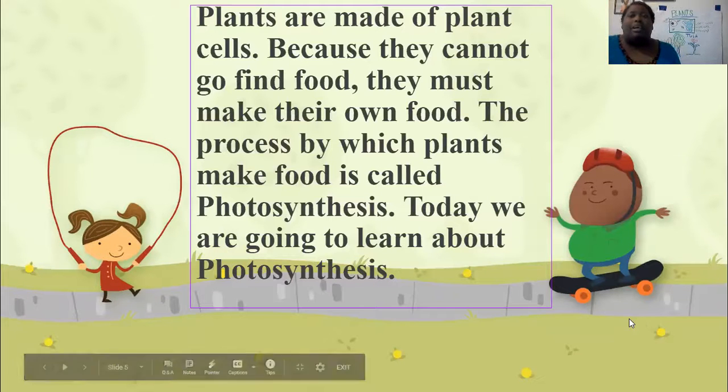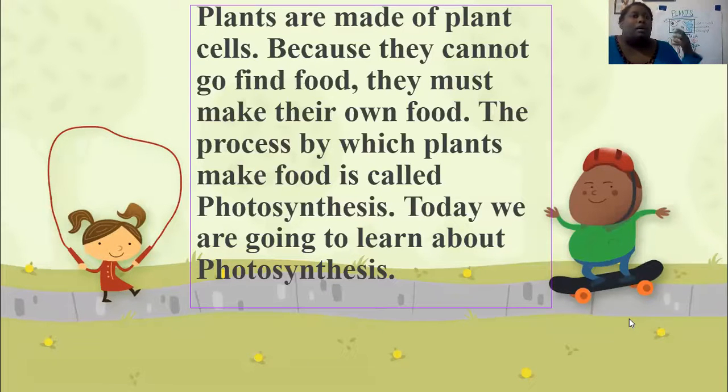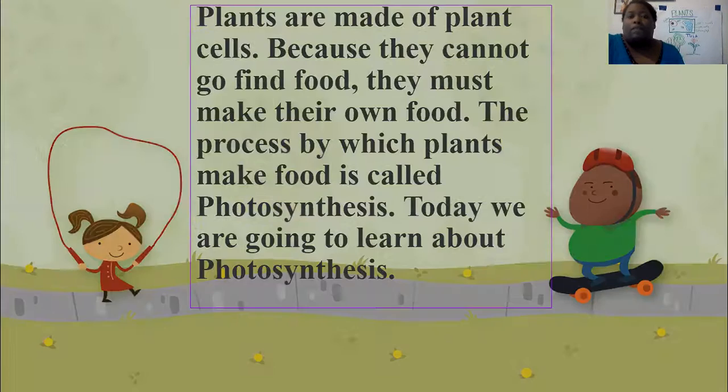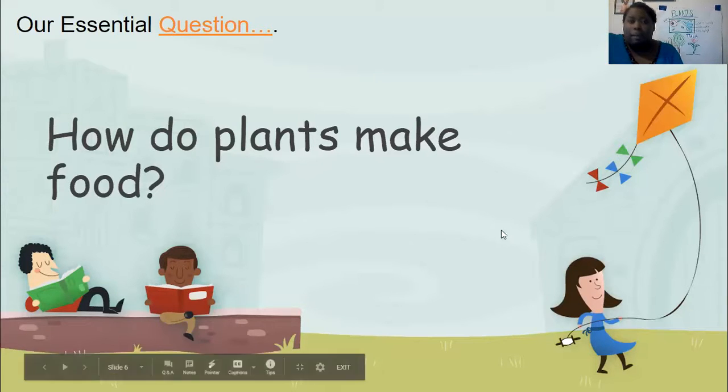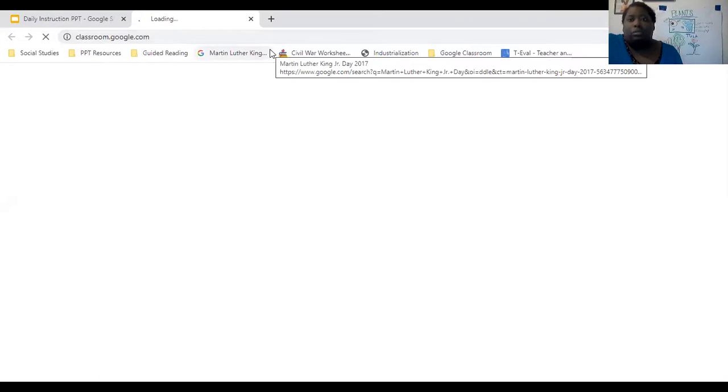All right, and so the big idea, like we just said: plants are made of plant cells. Because they cannot go find food, they must make their own food. The process by which plants make food is called photosynthesis. Today, we're going to learn more about photosynthesis. Our big question, or our guiding question, essential question, is: how do plants make food? Well, we're going to investigate this in Google Classroom using our resources.